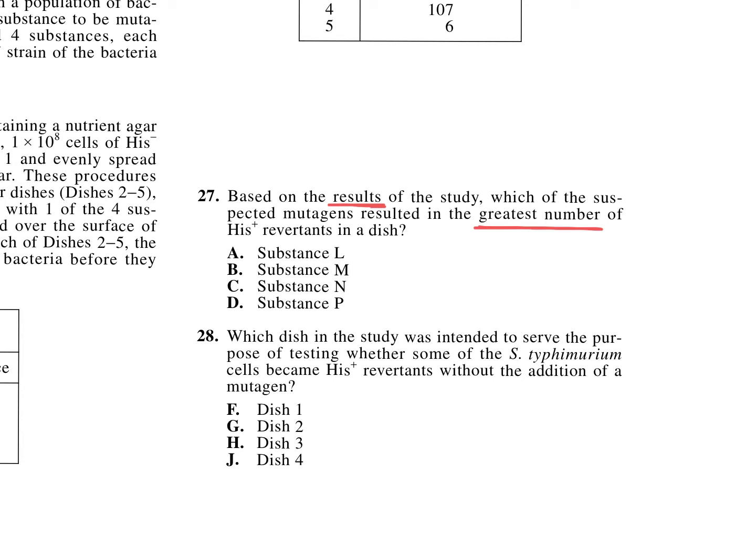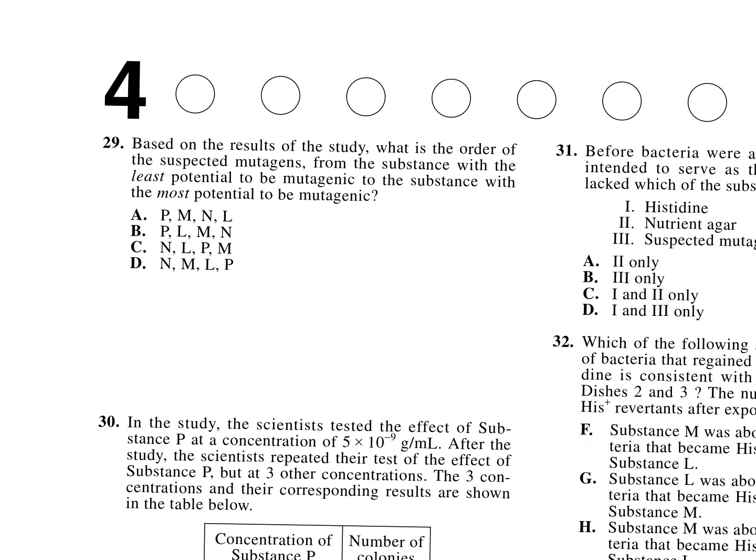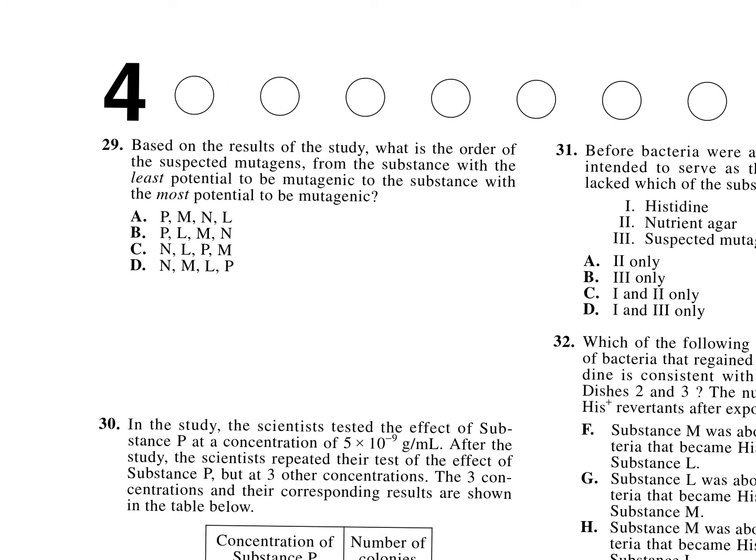28, not a whole lot there, okay? 28 is just one you're gonna have to kind of decipher. You are looking just at the dish though, the dish. Okay, 29. Okay, again, they help you here. Least potential, least. Again, results, somebody said that, it's just out of the results.